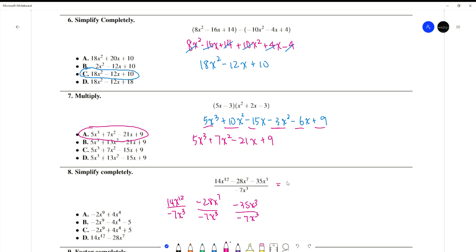So do these individually, and what do we get? 14 over negative 7 is negative 2. X to the, quotient rule, 12 minus 3 is 9. Negative 28 over negative 7 is positive 4. X to the 7 minus 3 is 4. And then negative 35 over negative 7 is plus 5. And then the x cubes cancel out, right? To x to the 0, which is equal to 1.